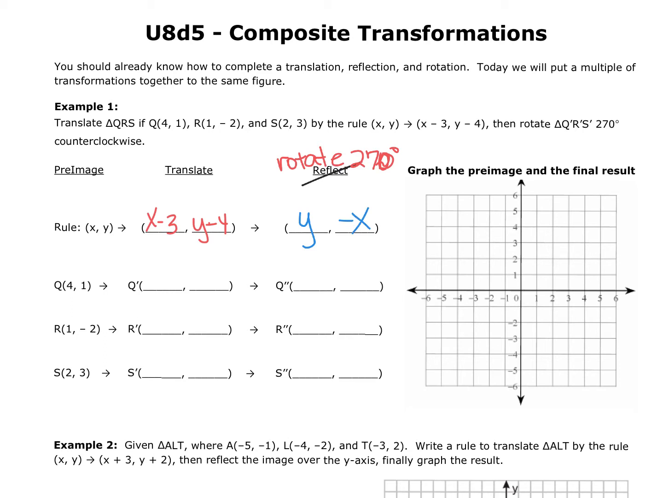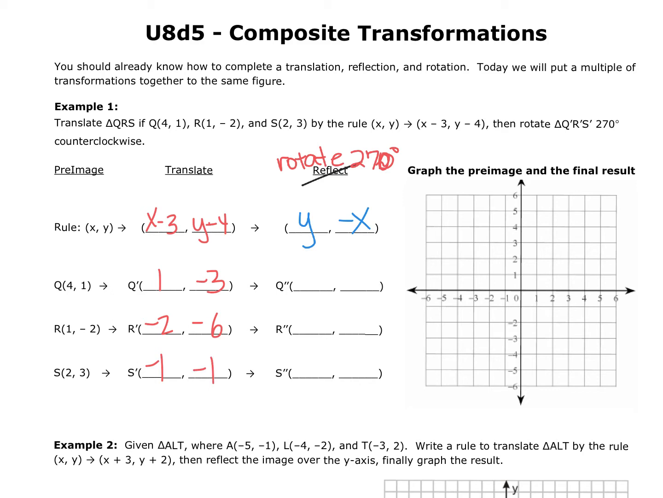All right, so we have our original Q at (4, 1), and when we translate it, we do 4 minus 3, which is 1, and the y value, 1 minus 4, is negative 3. I'm just going to do all the translations first and then do the rotation. So I have 1 minus 3 is negative 2, and negative 2 minus 4 is negative 6. Then I have 2 minus 3 is negative 1, and 3 minus 4 is also negative 1.